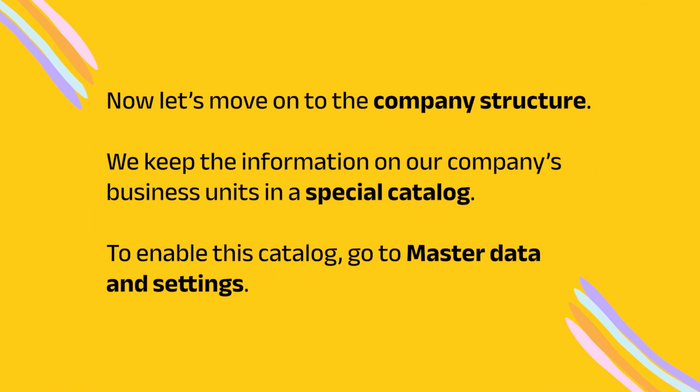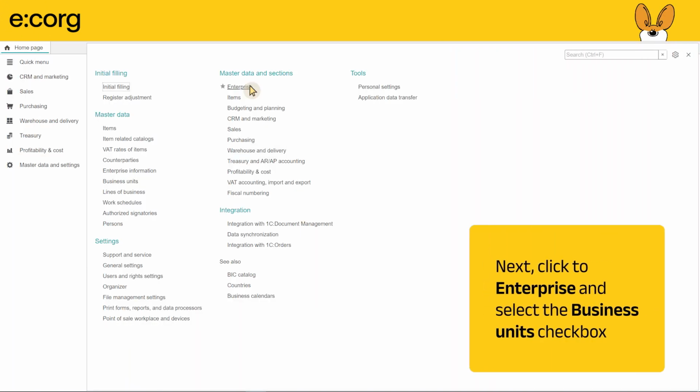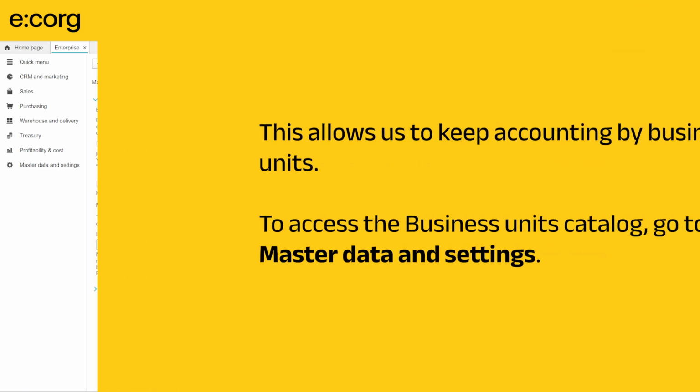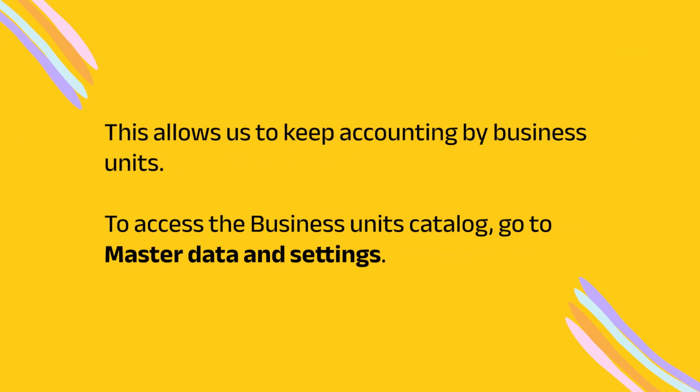Now let's move on to the company structure. We keep the information on our company's business units in a special catalog. To enable this catalog, go to Master Data and Settings. Next, click to Enterprise and select the Business Units checkbox. This allows us to keep accounting by business units.